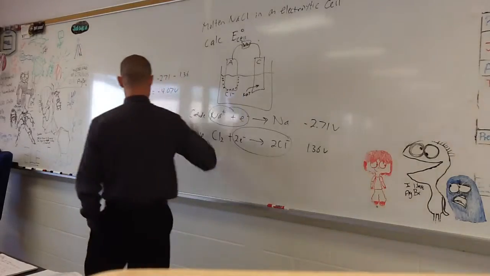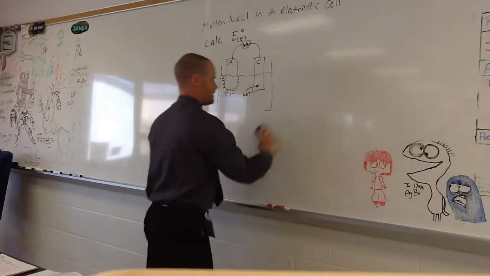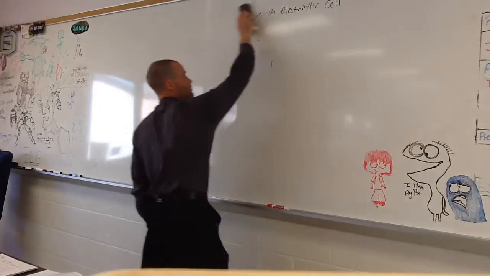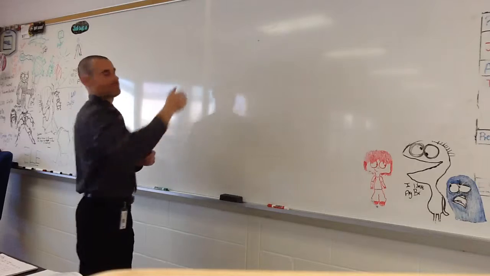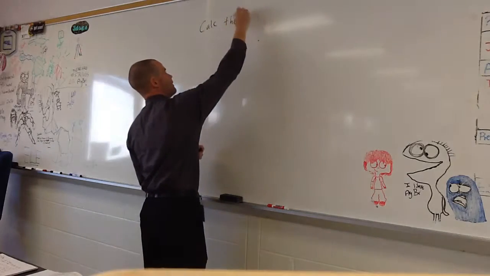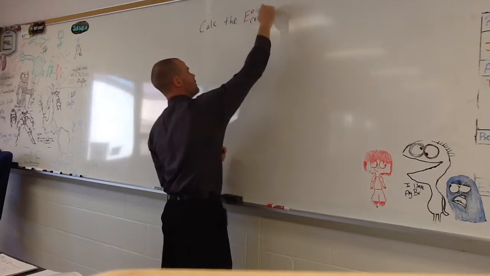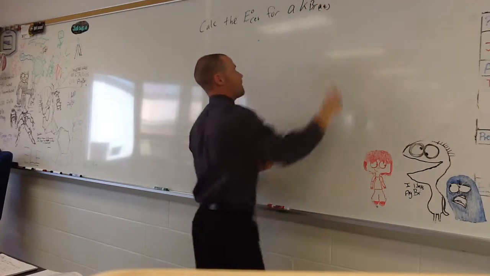So, anyways, that's how we would do a molten example. Now, let's do an example dissolved in water. So let's take a KBr solution. Focus. Calculate the E cell for a KBr solution. Here we go.